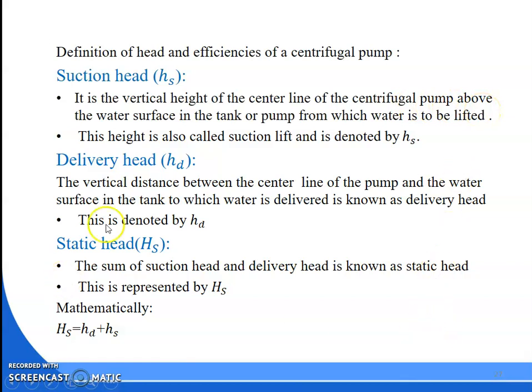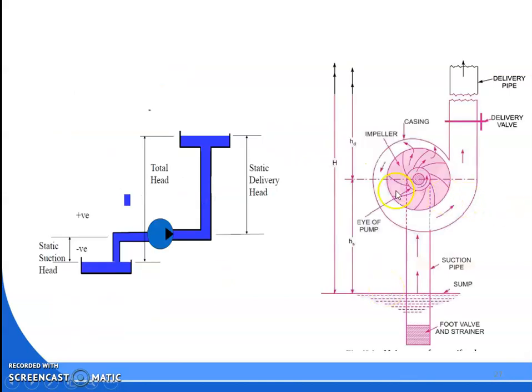The vertical height of the center line of the centrifugal pump above the water surface in the tank, or sump, from which water is lifted. This height is also called suction lift, and it is denoted by HS. Suction head is measured from the center line of the pump up to where the water is to be lifted. This head is known as which head?